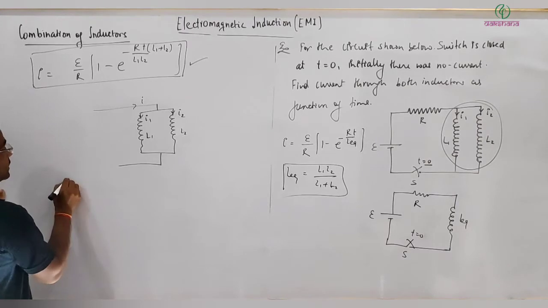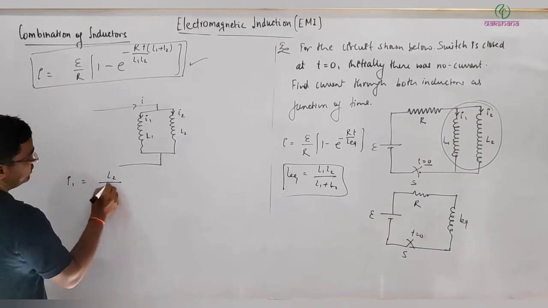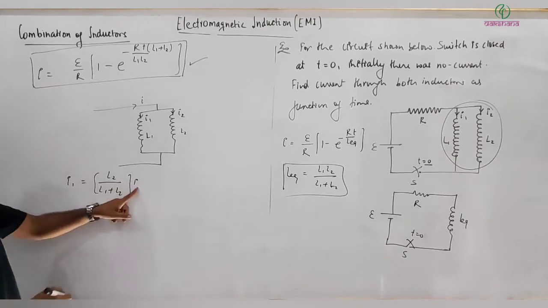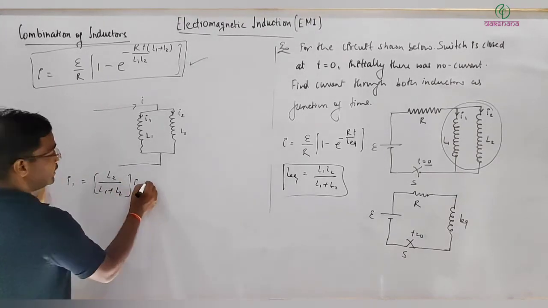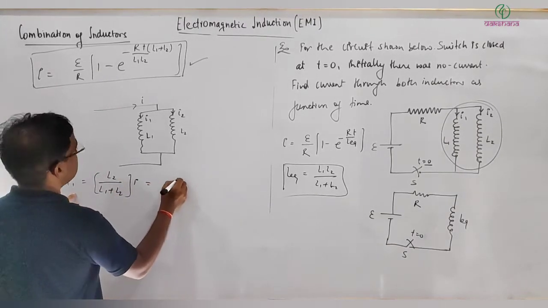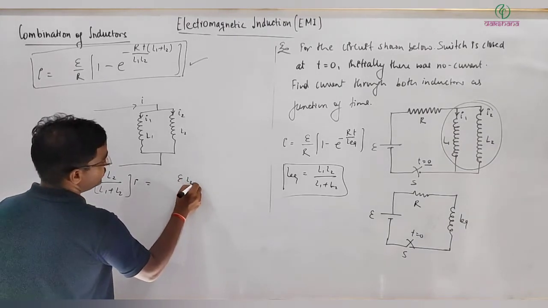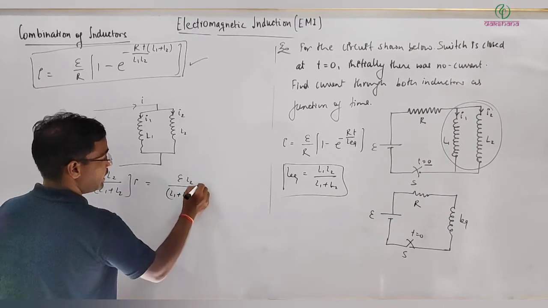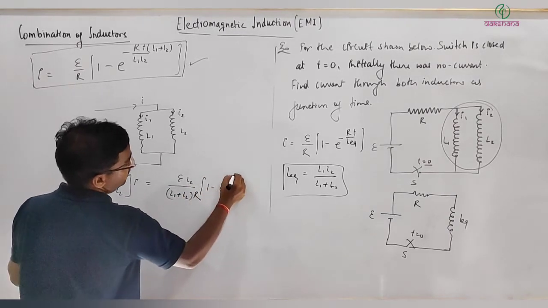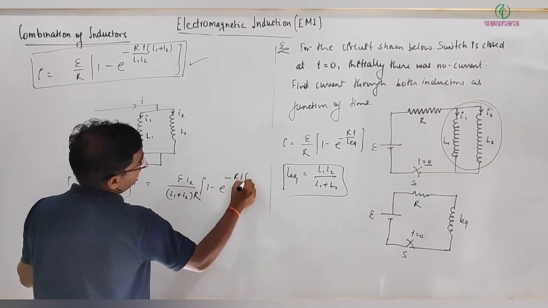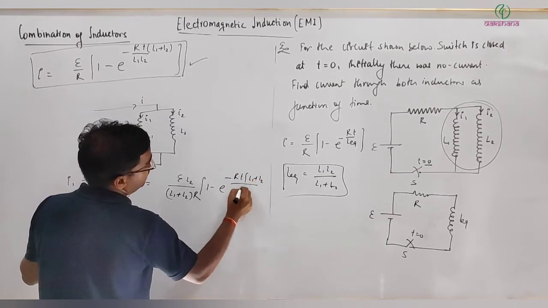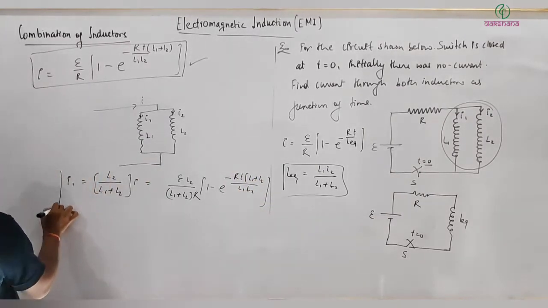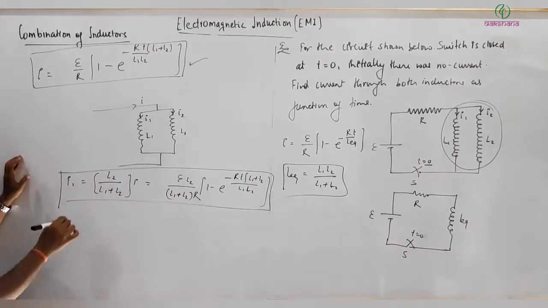By the parallel combination I just derived that I1 is equal to L2 divided by L1 plus L2 multiplied by total I. If I substitute this here, then I get I1 is equal to E L2 divided by L1 plus L2 multiplied by R into 1 minus e raised to power minus Rt times L1 plus L2 divided by L1 L2, whole. So this is the current through inductor 1.